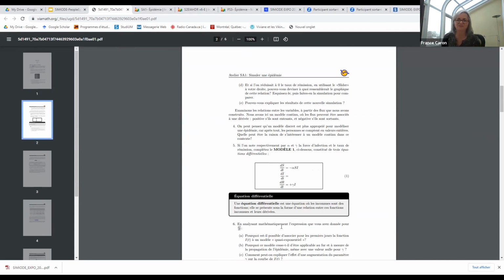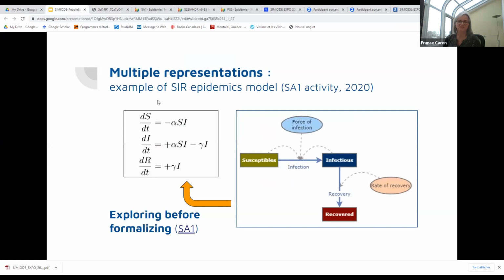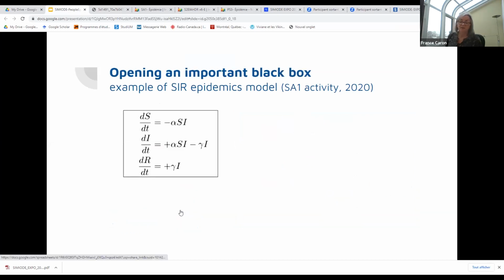So far we haven't gone into translation, but with the available tools today, I don't see it as being an obstacle. I talked about opening black boxes. An important one to open is the one that is responsible for the simulation.